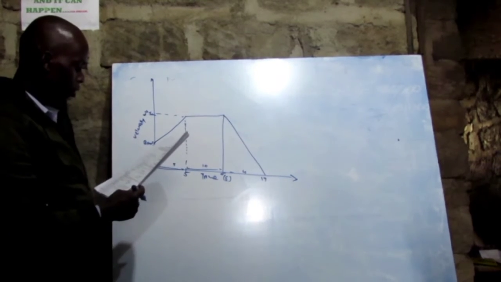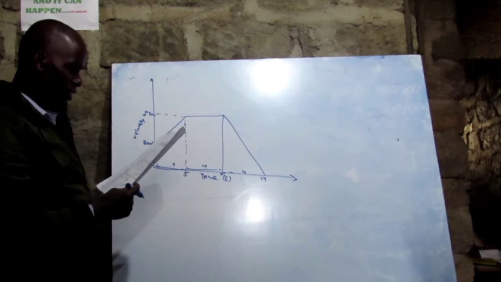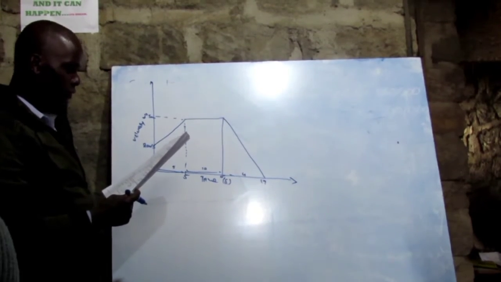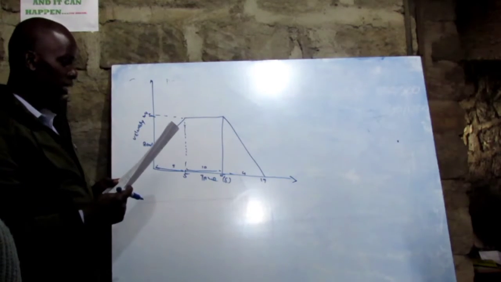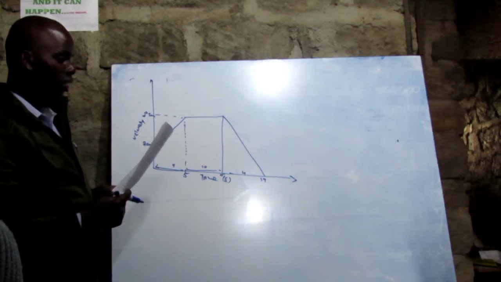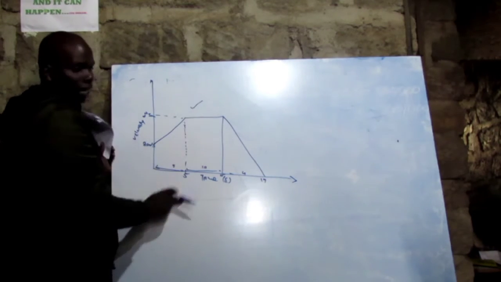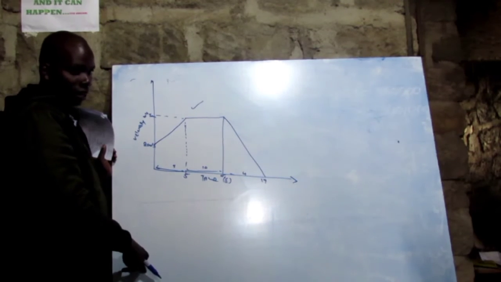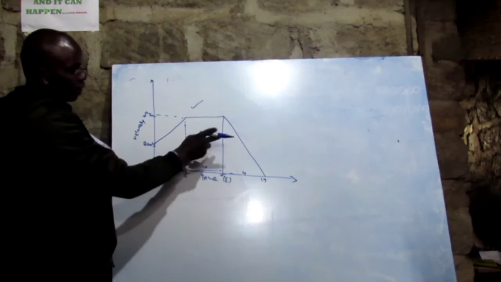What's the first question? Draw the velocity time graph and use it to calculate the distance covered by the particle in 19 seconds. So we have drawn the sketch. Next, we are to find the distance covered. The area under a velocity time graph is what? The distance covered. So we're going to find this area.